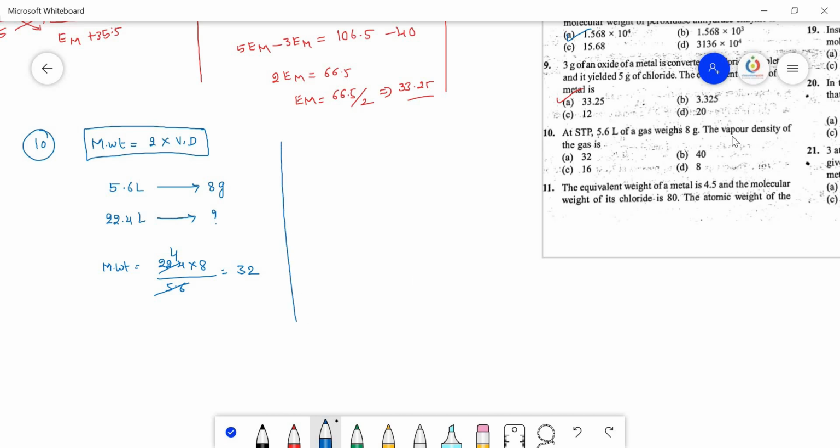Now, they are asking us to calculate the vapor density. Molecular weight we calculated, that is 32. So, 32 equals 2 into vapor density. And vapor density equals 32 by 2, that equals 16. So, option C is correct.